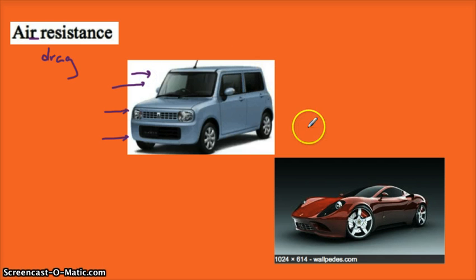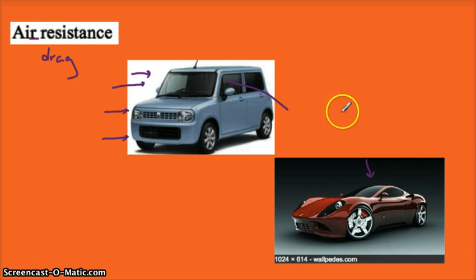Now, notice I put two different cars here. This car has a lot of surface area. Notice the windshield is standing up much straighter than this windshield here, the sleek, nice sports car. And that's going to affect air resistance. The greater the surface area, the greater the air resistance. So if you have a boxy car like you have right up here, it's going to have greater air resistance than the sports car, as long as it's going at an equal speed.